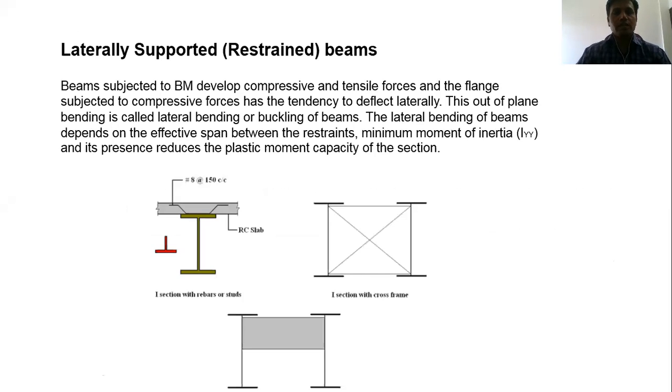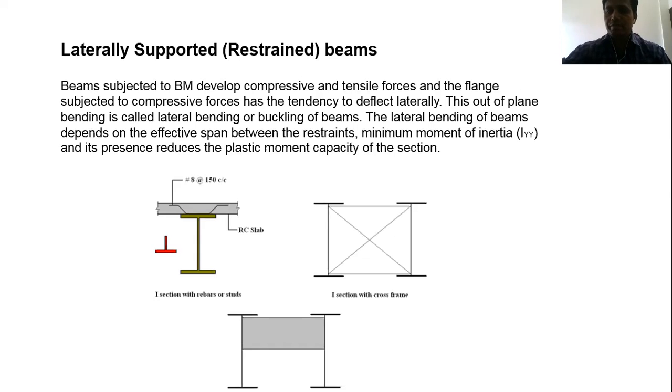Okay. Now this is the first type of beam, laterally supported. Previously, we discussed lateral stability. I already explained laterally supported; that is called a restrained beam. Now how do you define the restrained beam?